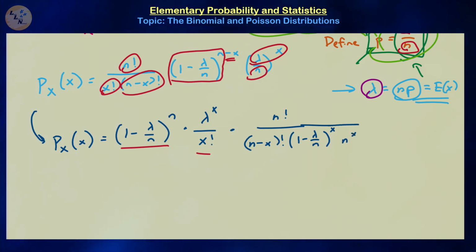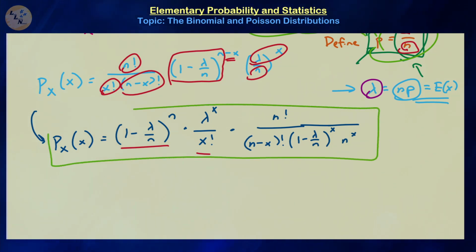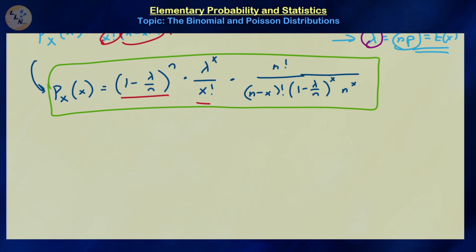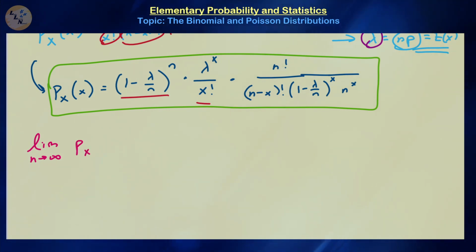Again, if you're just focusing on practical purposes, you don't need to memorize this, but then we get this expression. So what do we want? We want n to be as large as possible, arbitrarily large. So what we're going to do is take the limit as n goes to infinity of this distribution.